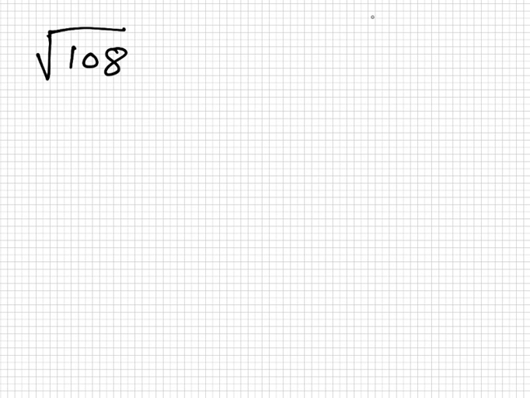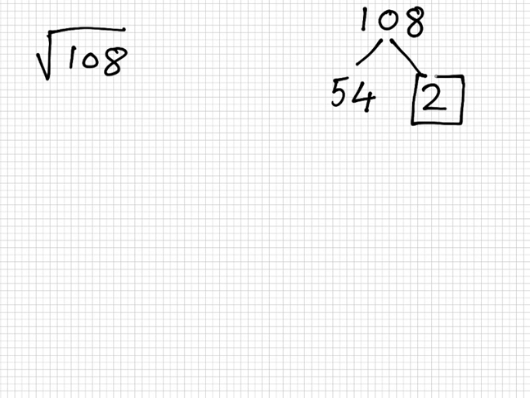Students sometimes have difficulty with this, so this is how I recommend doing it. You take the 108 and you split it into any two numbers except one. So, say 54 maybe and 2. Now, you can't continue with the 2, so you stop with the 2. The 54, well, you could say 6 and 9. The 6, 2 and 3. And the 9, 3 and 3.